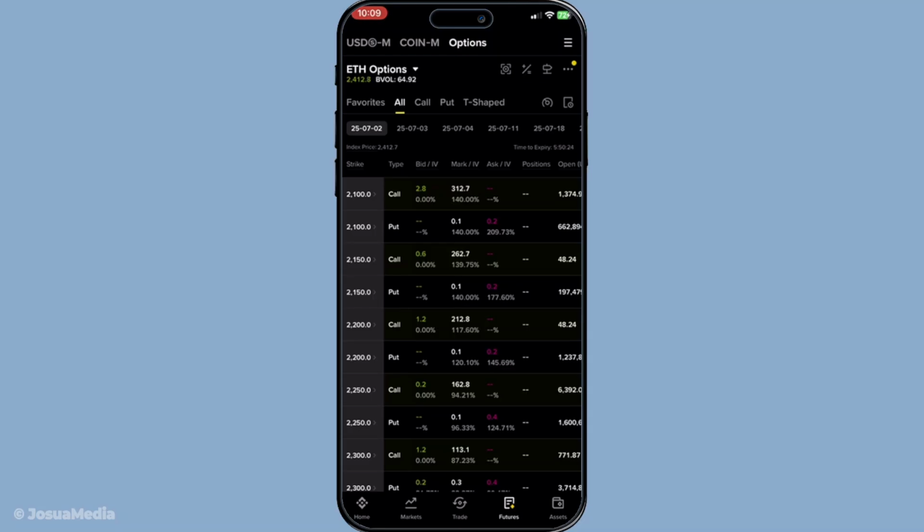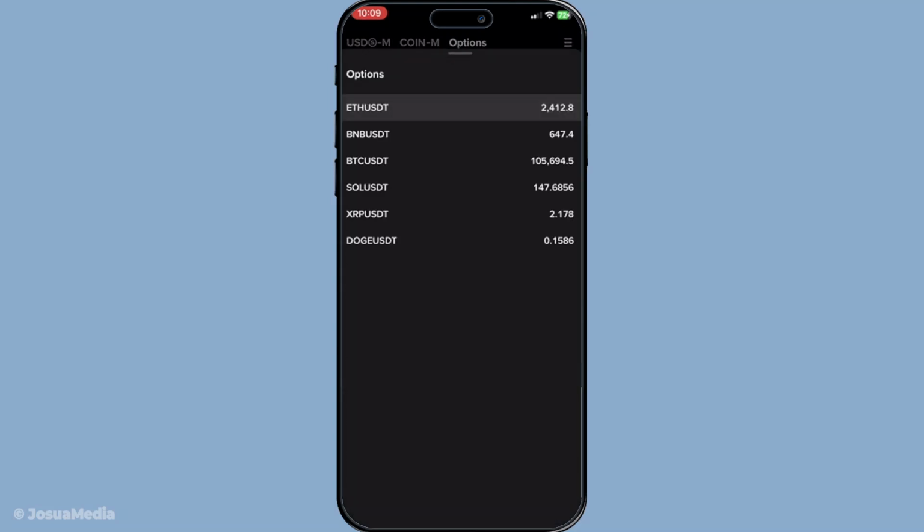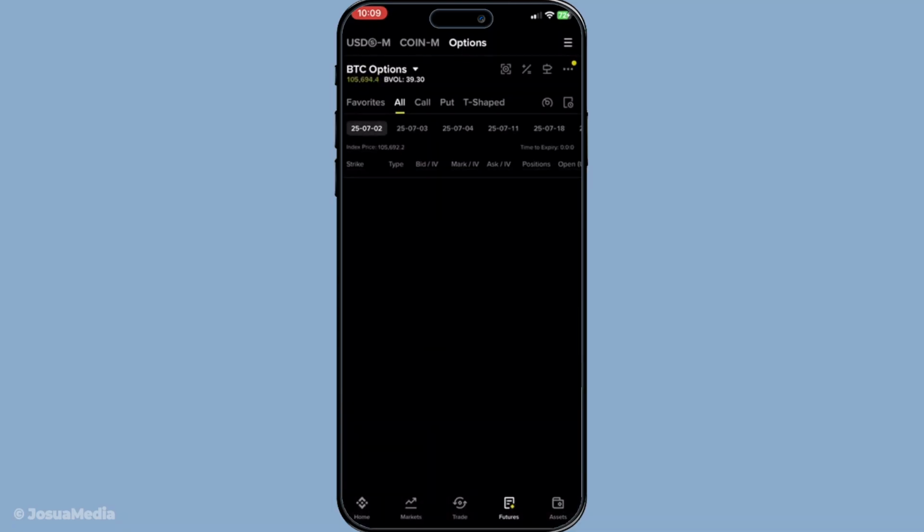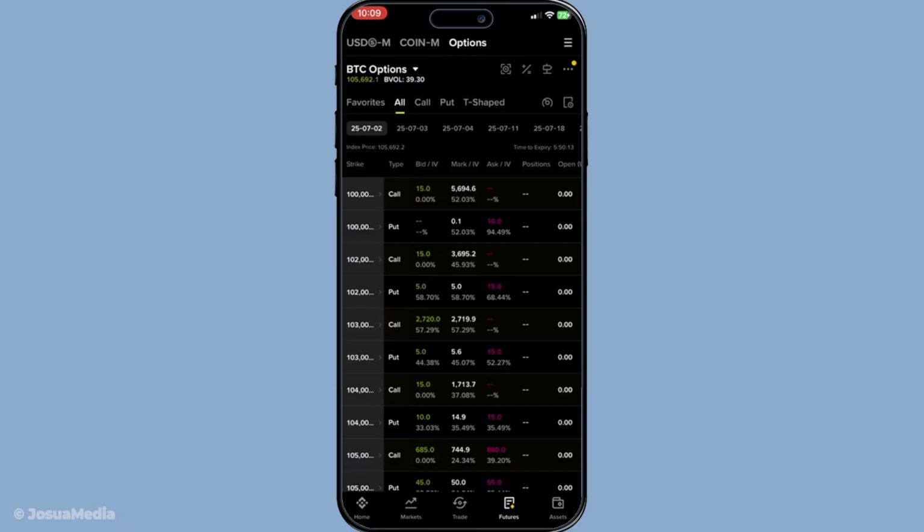Now, after you've accessed the options menu, it's time to decide which cryptocurrency option you'd like to trade. Binance primarily offers options trading for popular cryptocurrencies like Bitcoin, BTC, and Ethereum, ETH. Depending on your interest and market analysis, select either BTC or ETH. Getting familiar with the price movements and trends of these digital currencies can be beneficial as it enables you to make more informed trading decisions.